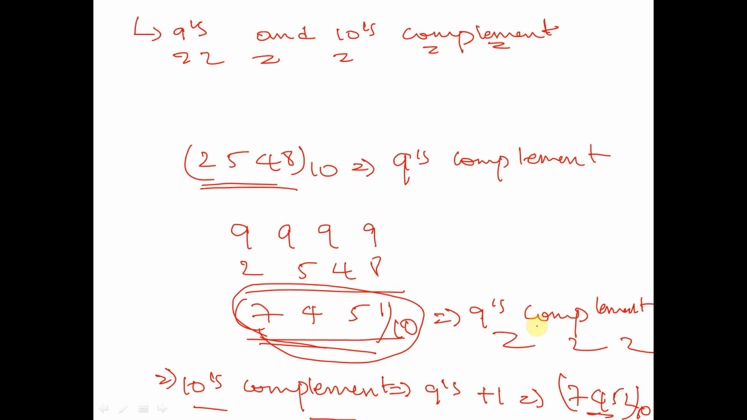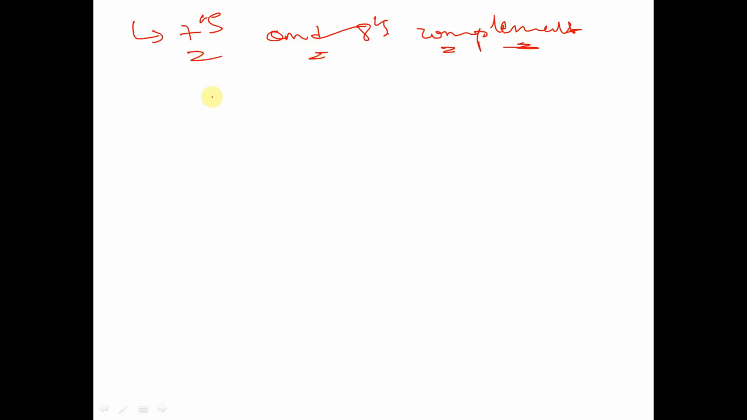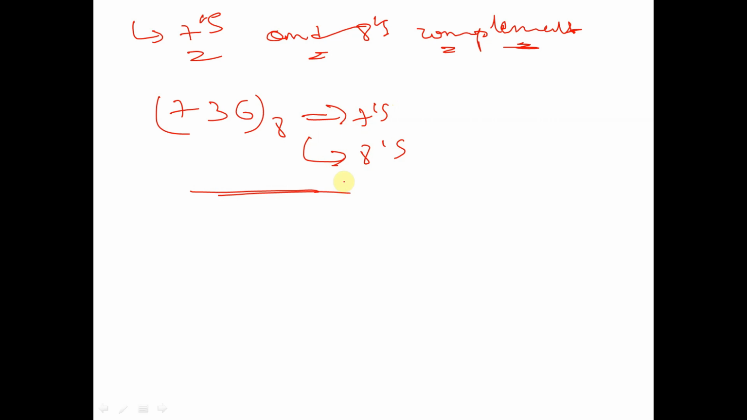Okay. So this is how we calculate the nines complement and tens complement for a decimal number, and you try finding the sevens and eights complement for an octal number. I will post a poll also if possible today. So find the sevens and eights complement of a given octal number. Say suppose 736 to the base 8. Find the sevens complement and find the eights complement. This you can do.